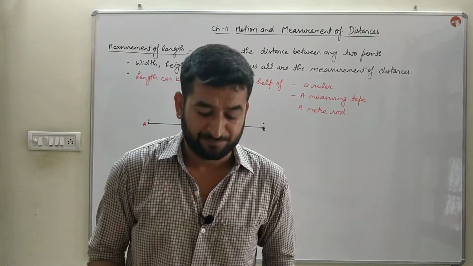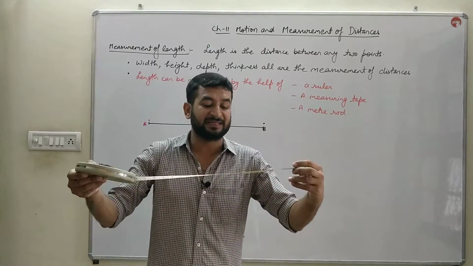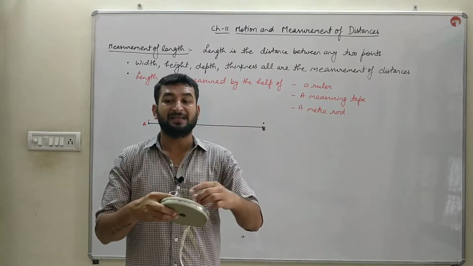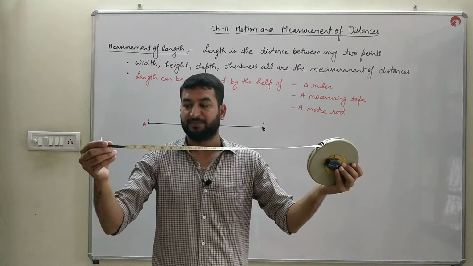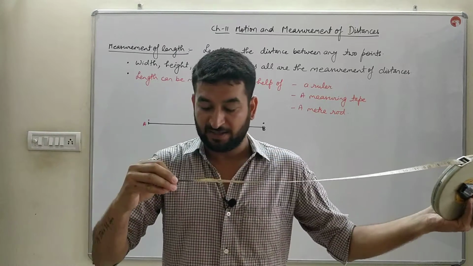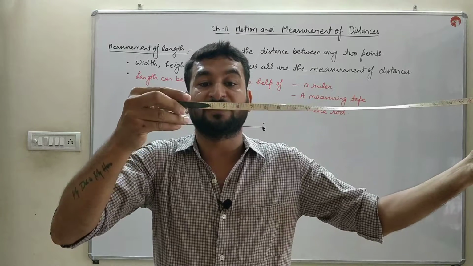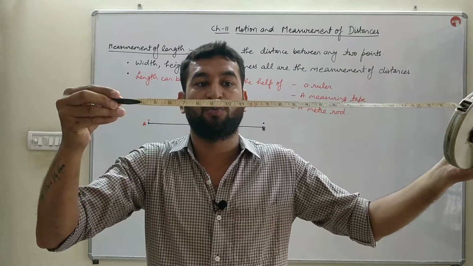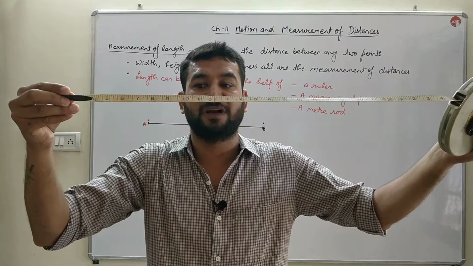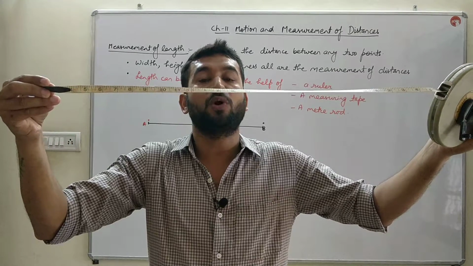Next, bache, the second one is the measuring tape. That is a measuring tape. As you can see here, below this label, 0 is written, and then the numbers are increasing: 0, 1, 2, 3, 4, 5, and so on.